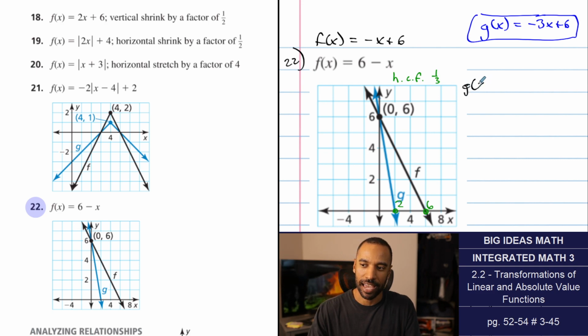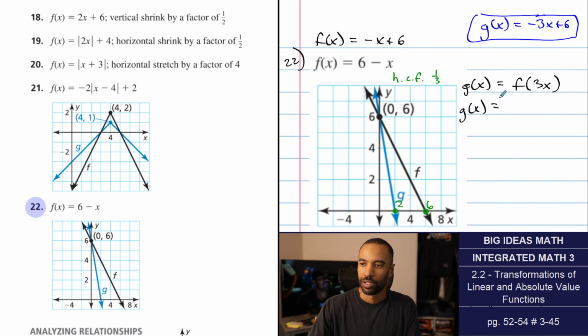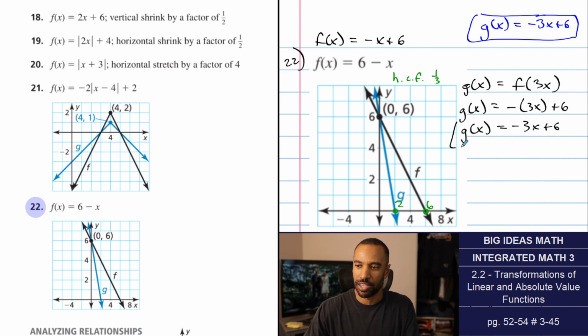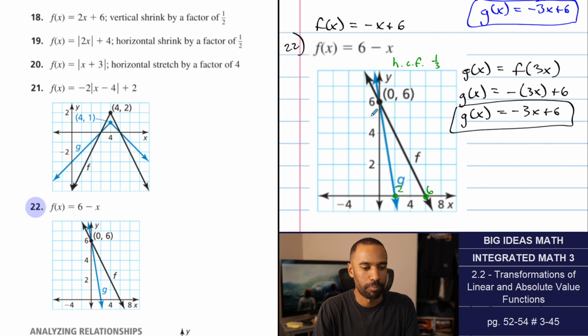So g of x, you take your f of x equation, but for your inputs, you got to remember to triple it. So 3x, like that. Anytime you see x, replace it with a 3x. So negative, in parentheses, 3x, plus 6. Multiply the negative by 3x, you get negative 3x. So negative 3x plus 6. And hey, you get the same answer as what you saw above. They were kind of mean on the scale, but they're testing me as well as they're testing you, I guess.